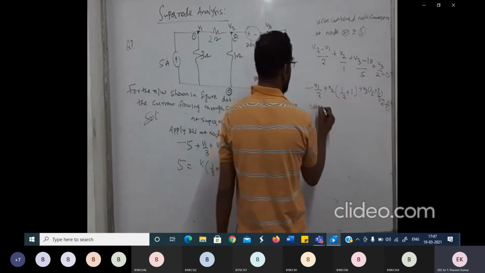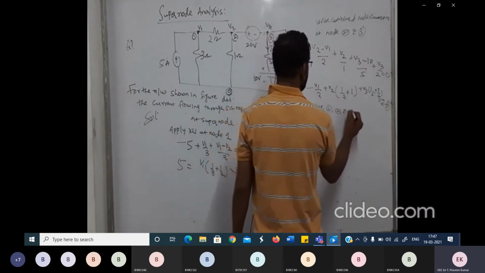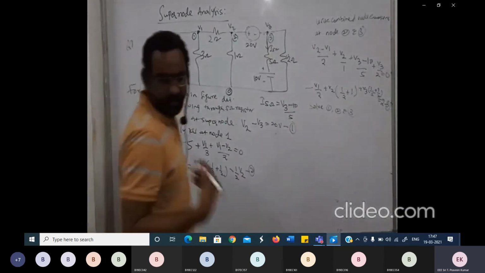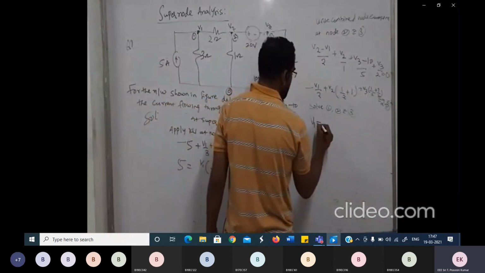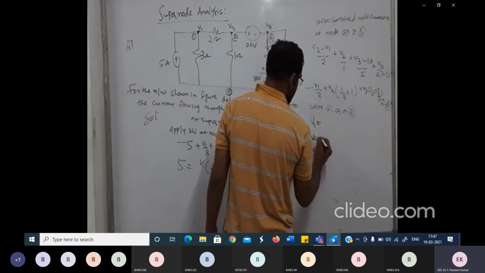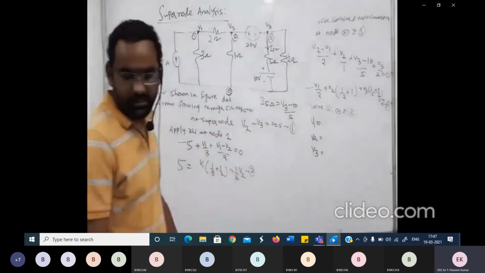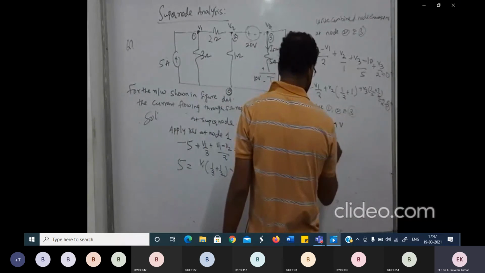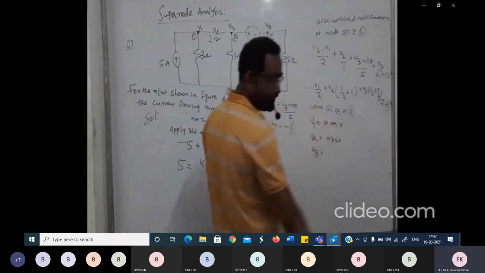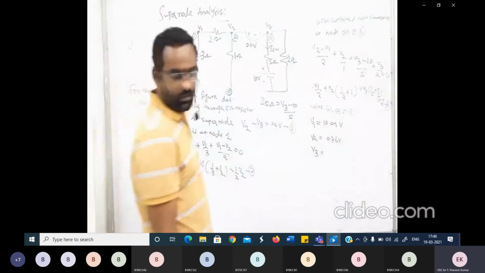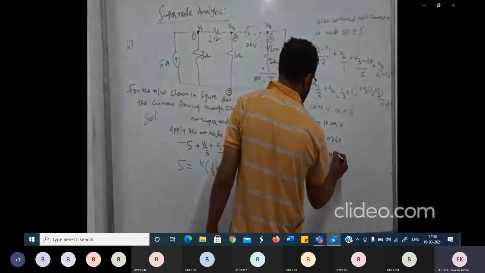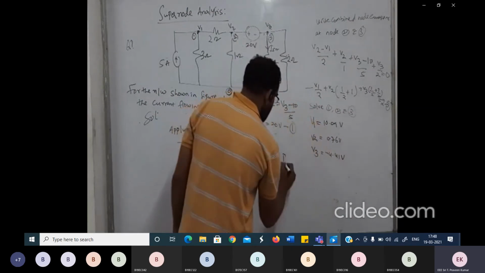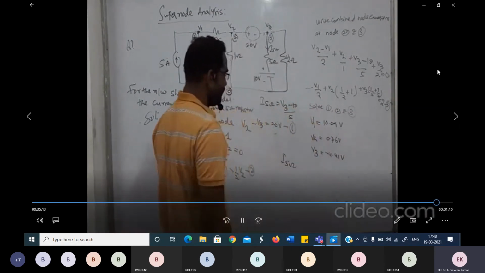Now solve equations 1, 2 and 3, right? Then you will get the values of V1, V2 and V3. Now solve it, you will get the values here. You will get V1 as 10.09 volts, V2 as 0.76 volts, and V3 as minus 0.41 volts. The actual question asked is what is the current flowing through the 5 ohm resistor.